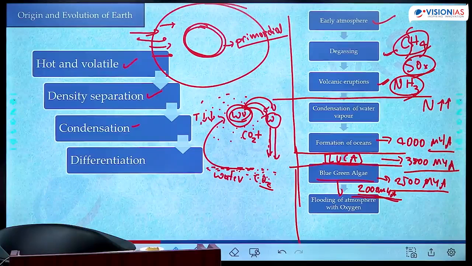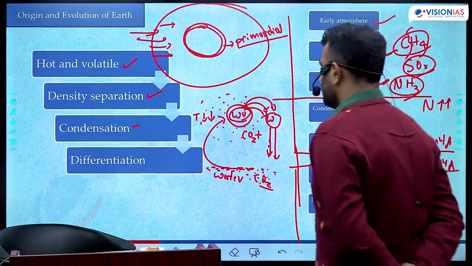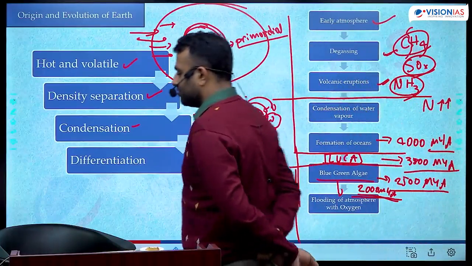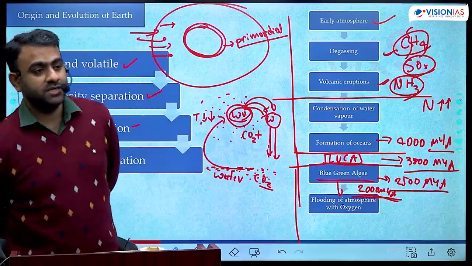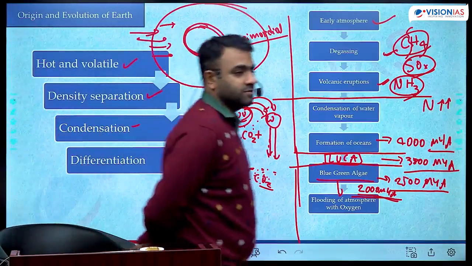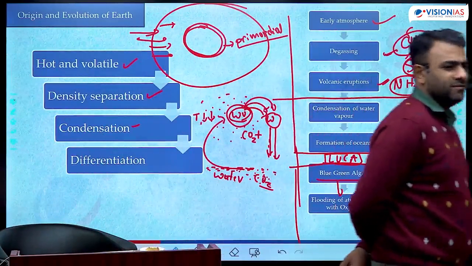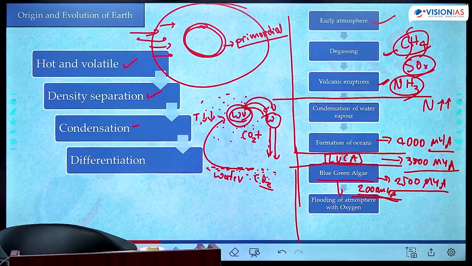First, inside the ocean water between 2500 to 2000 million years ago, and beyond 2000 million years ago, it has started to flood the atmosphere. Till 400 million years, it was continuously releasing. Only BGA was responsible for that. There was nothing else. Very primitive organisms and few other varieties of algae.